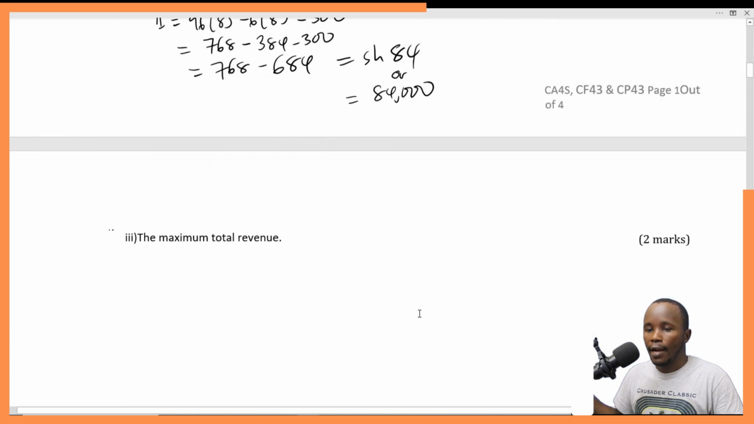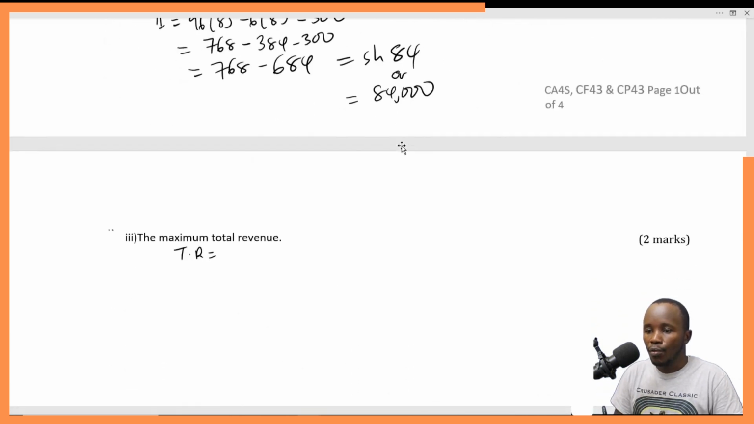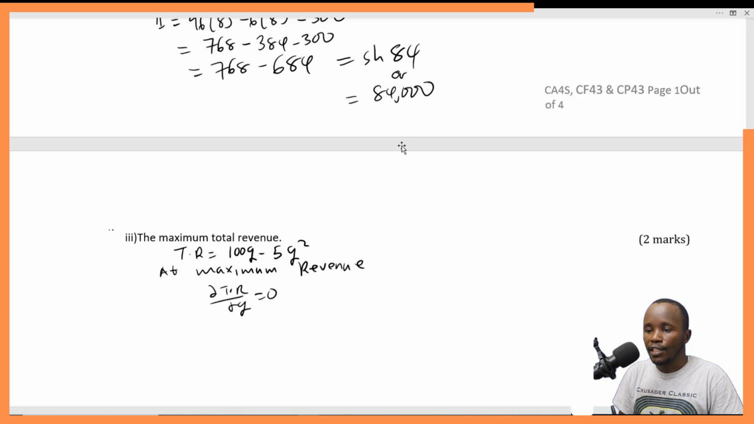Now we are asked to find the maximum revenue. That is part 3, the maximum revenue. What is the revenue function? Let's go back to our expression above. We say that total revenue is 100q minus 5q squared. At maximum revenue, d total revenue by dq should give me 0. Differentiate this, you find the derivative of 100q is 100, minus 10q. Rearranging this one, you find 10q is 100 and q is equal to 10.